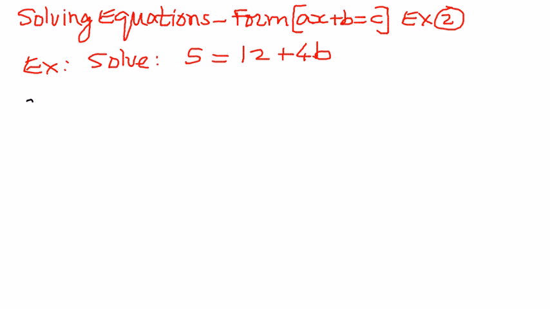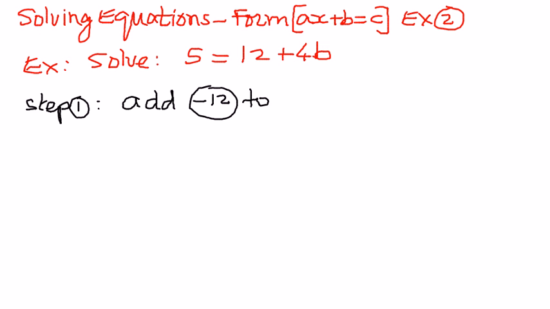Okay, so we'll write them down in these different steps. First things first, we're looking at the right hand side. We have 12 plus 4b. So we want to get rid of the 12 on the right hand side. The only way we can do that is by adding negative 12 to both sides of the equation. Okay, so we're going to use the addition property and add negative 12 to both sides.